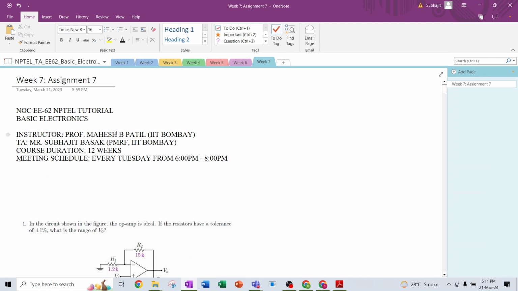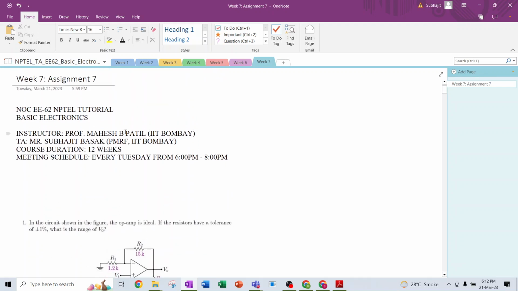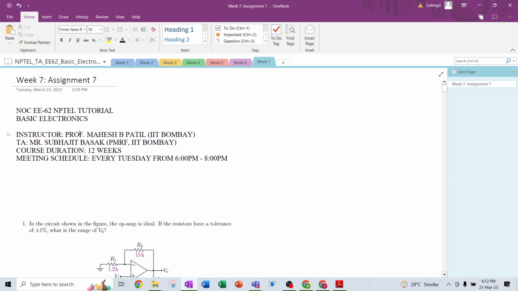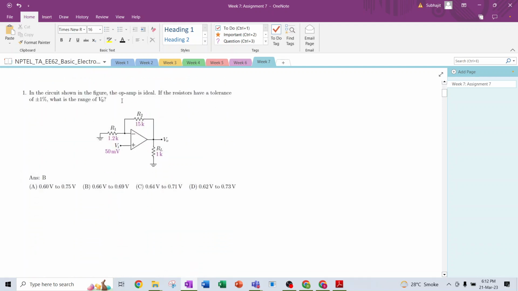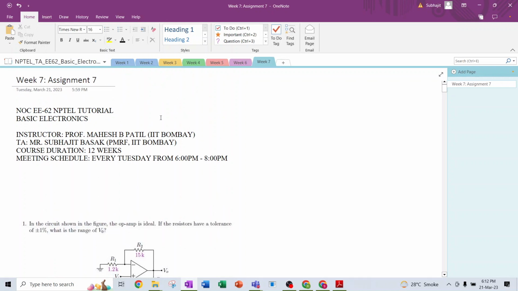Today I will start the week 7 assignment, which is assignment 7 of the previous year. I will solve some op-amp problems during this session. As we all know, this is the E62 Basic Electronics class of Professor M.B. Patil, and I am Subhajit Basak, the PMRF Fellow from IIT Bombay. So I will start to solve the problem.